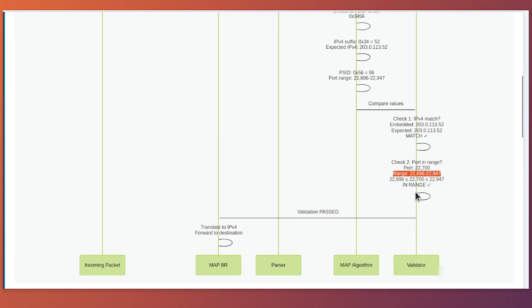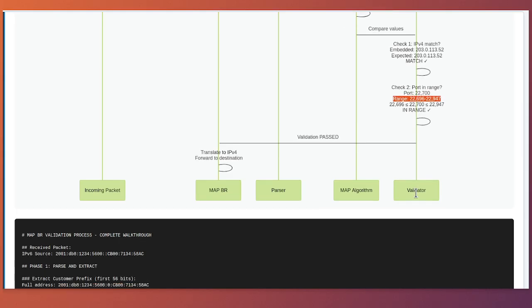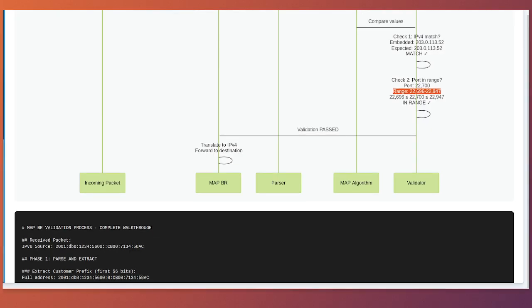22,696 through 22,947? Yes, 22,700 is greater than or equal to 22,696 and less than or equal to 22,947, so it is in range. Both validations pass. The packet is legitimate, and the border relay translates it to IPv4 and forwards it to the destination. If either check had failed, the border relay would drop the packet as spoofed or misconfigured.